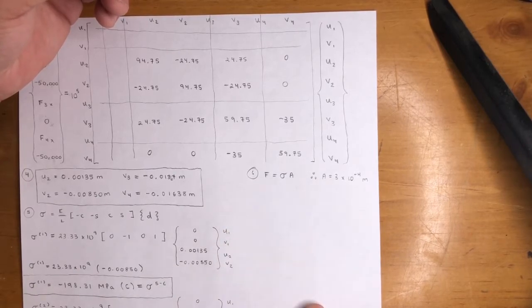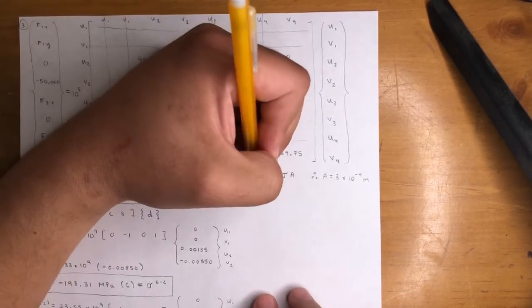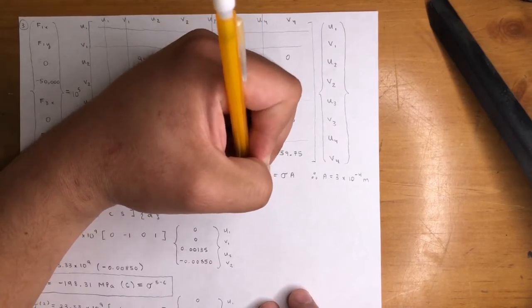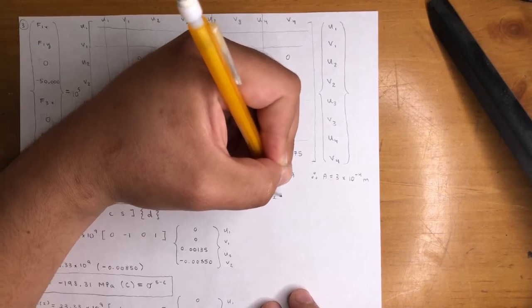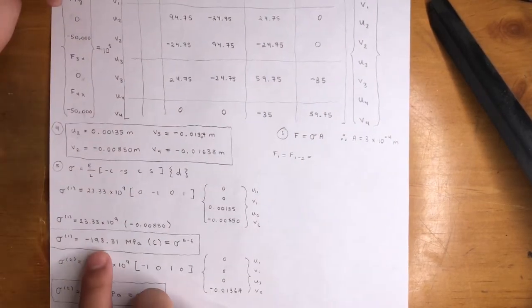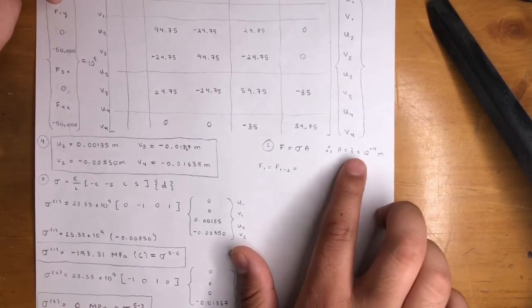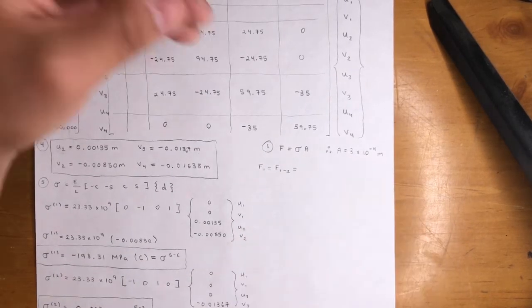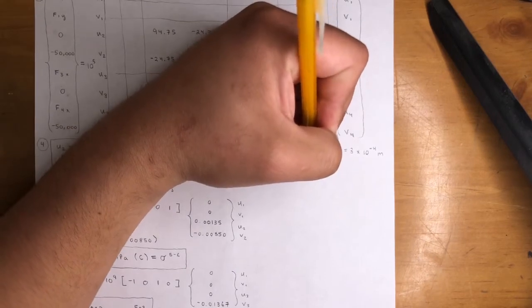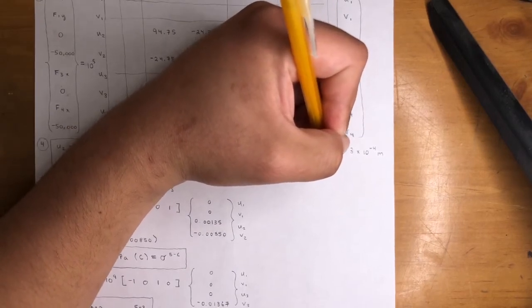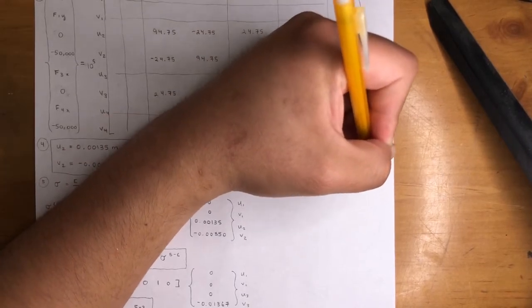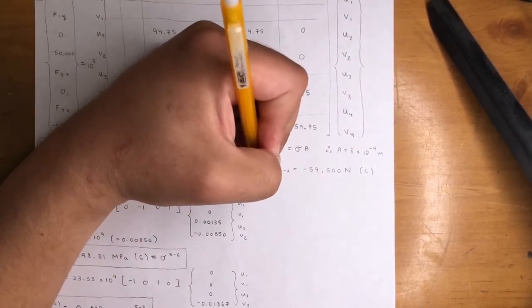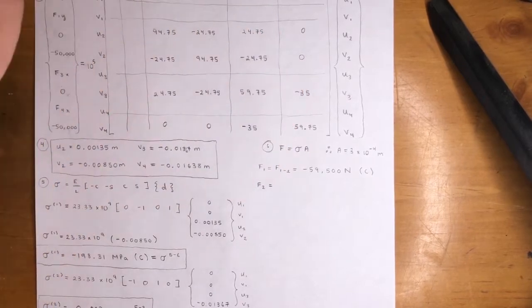It's going to be the force of the first element. Let's do the math. It's the force from nodes 1 to 2 of the first element. So it's this number, negative 198.31 times 3 times 10 to the negative 4. If you do that, you will get negative 59,500 newtons, and it's in compression. Okay, same thing. Let me go ahead and pause it, and let me write the rest.